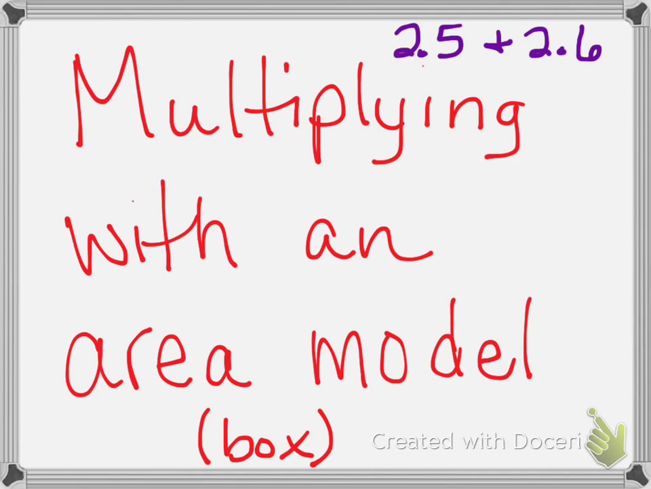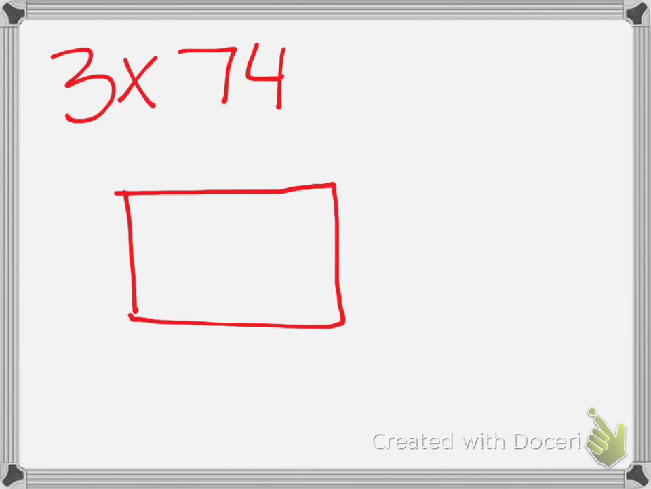Chapter 2 is multiplying, and this will be specifically for lesson 2.5 and 2.6, where you're using an area model, or the kids sometimes call it a box. So the first problem I'm going to go over is 3 times 74.